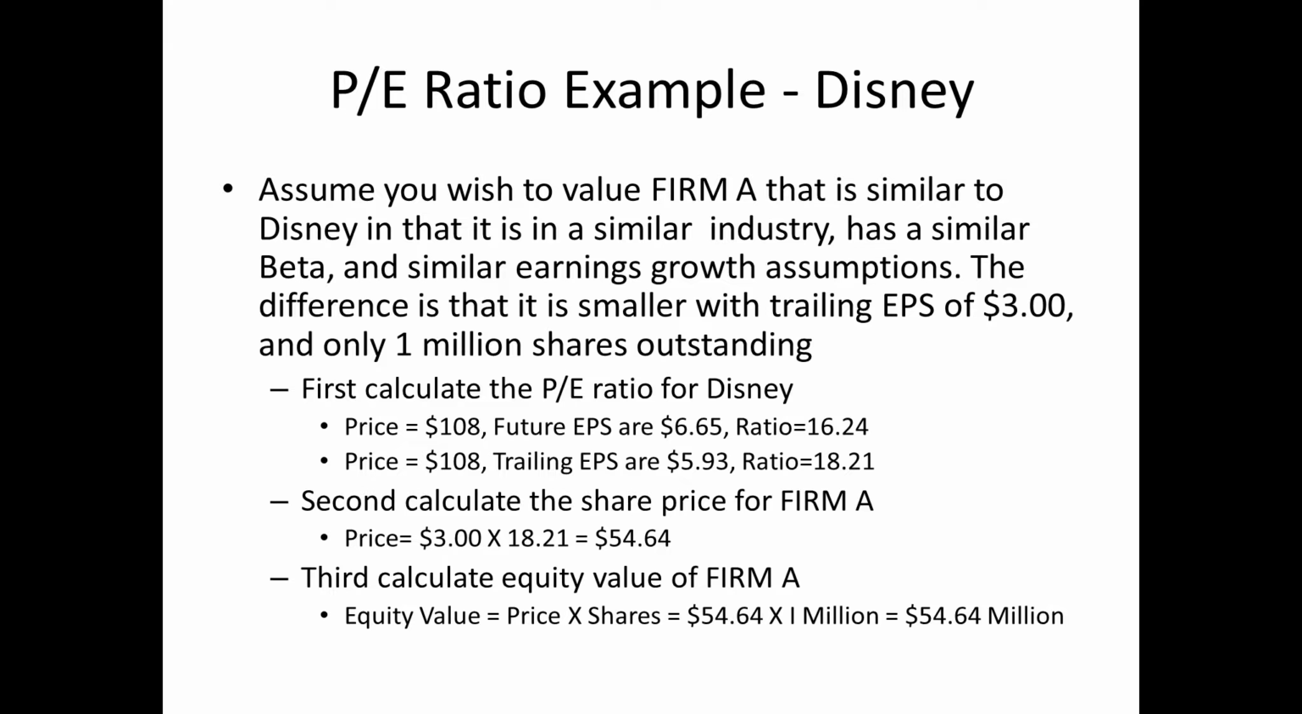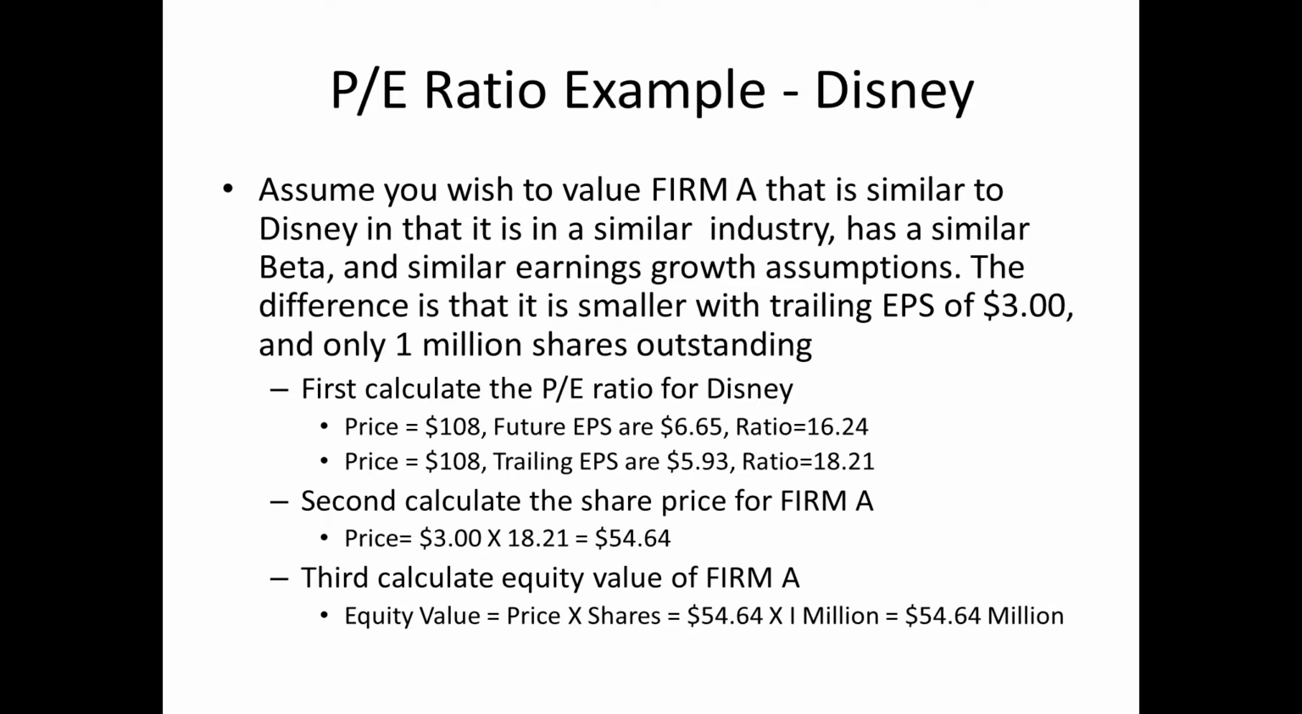The big difference is that firm A is not nearly as big as Disney. It has trailing earnings of $3. It doesn't even have forward-looking earnings because it's too small for that to be an issue. And rather than having 1.59 billion shares of equity outstanding, it has 1 million shares.